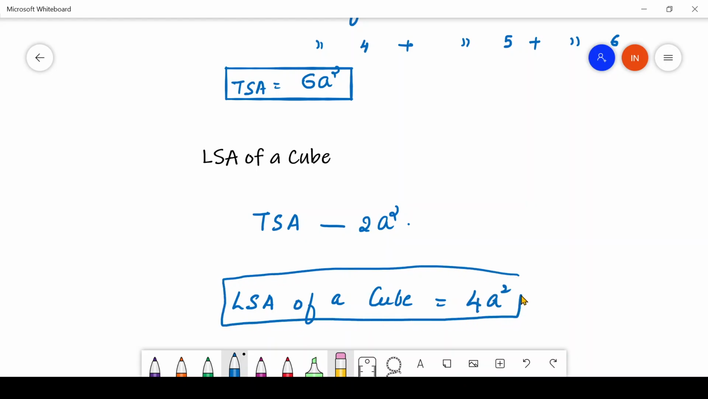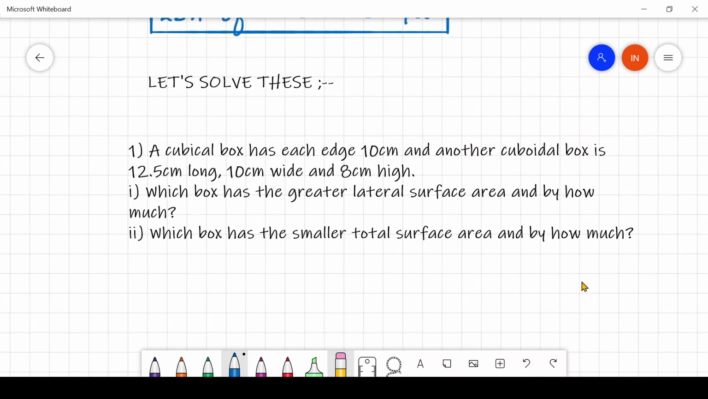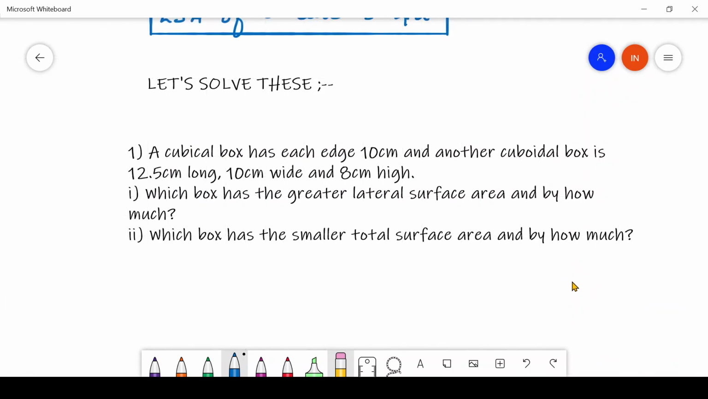Is it clear to all of you? LSA of a cube is 4a square. Clear? So let us do some problems based on this. You can see the problem here. A cubical box has each edge 10 centimeter and another cuboidal box is 12.5 centimeter long, 10 centimeter wide and 8 centimeter high. Which box has the greater lateral surface area and by how much? Which box has the smaller total surface area and by how much?